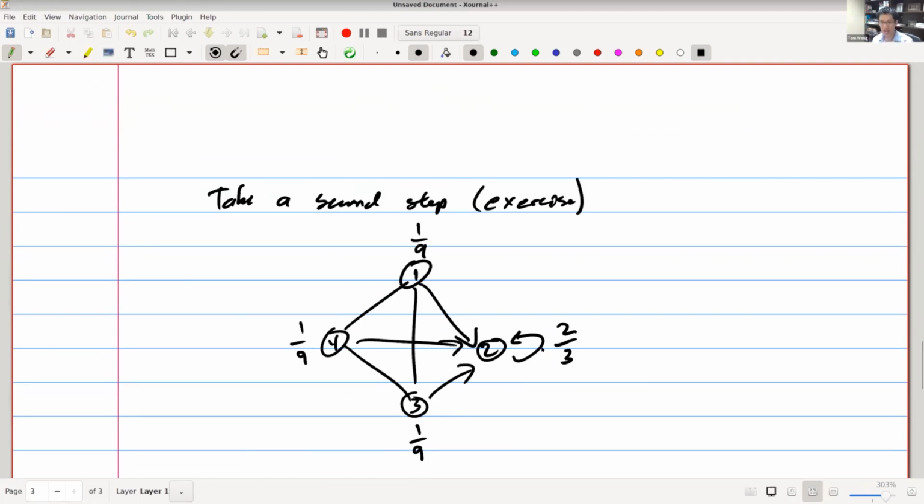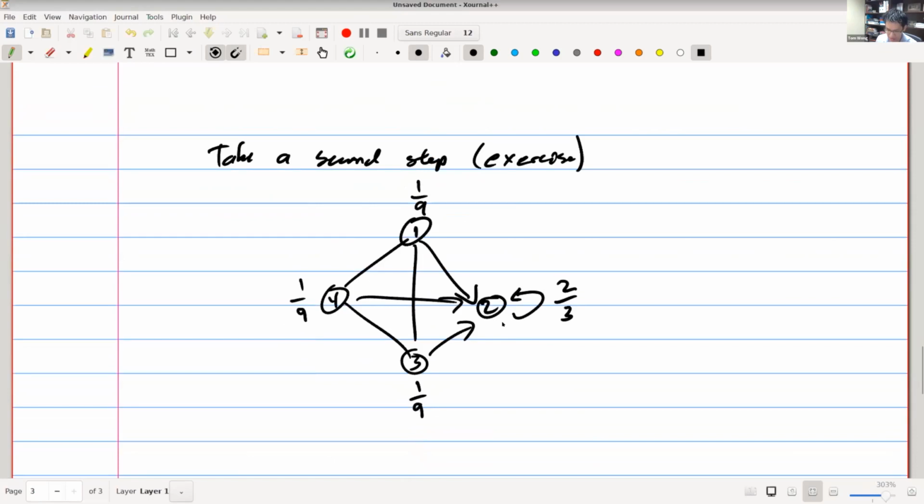So now we see here that after 2 steps of the random walk, the probability of the random walker being at the marked vertex is now 2/3.